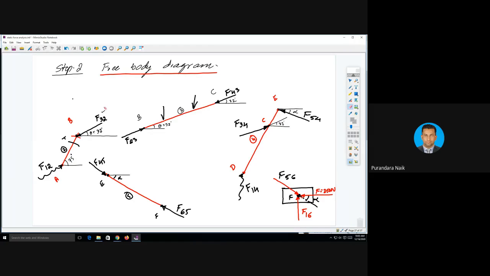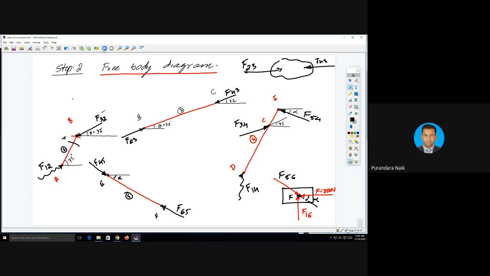After that, you come to link number 3. On link number 3, one force is opposite to F32, that is F23, and F43, because it is a two force member. What is the condition for equilibrium of a two force member? If one force is acting like this, F23, the other force will always be equal and opposite. That is F43, exactly opposite. Link number 3 is done. Now you come to link number 4.